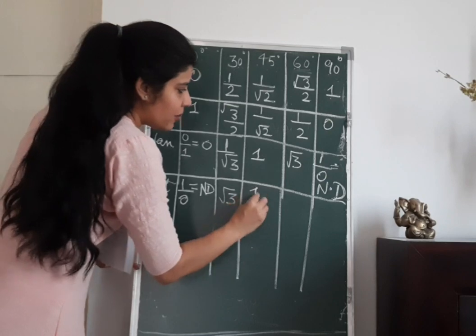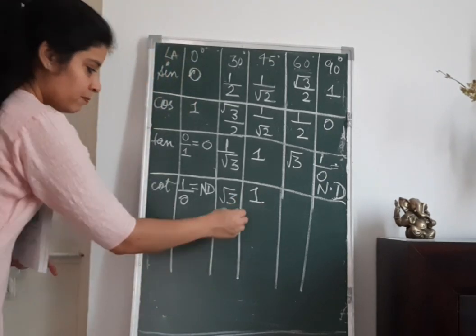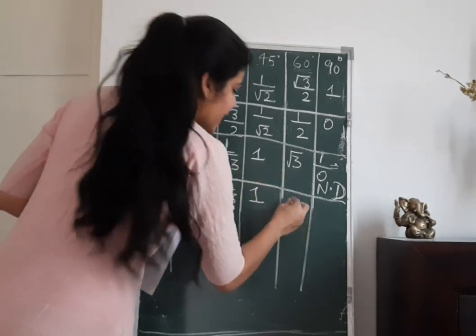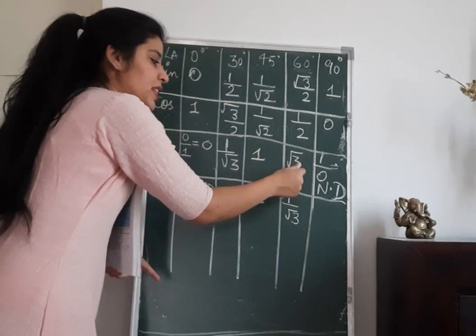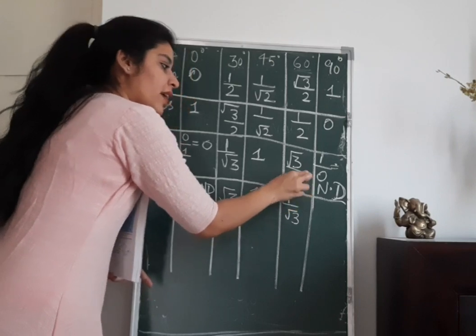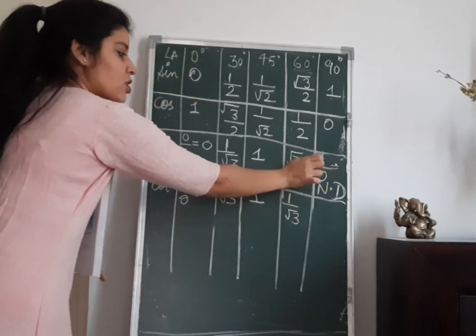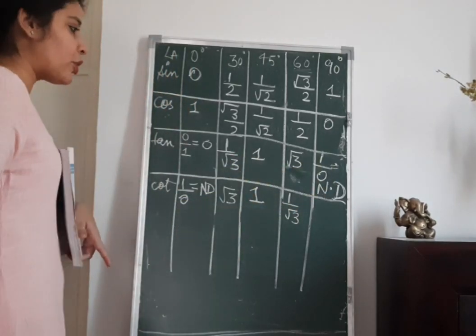Cot of 45 degree will be equal to 1. Cot of 60 degree will be equal to 1 upon root 3, because tan of 60 degree is root 3 upon 1. Right? So cot of 60 degree will be equal to 1 upon root 3.